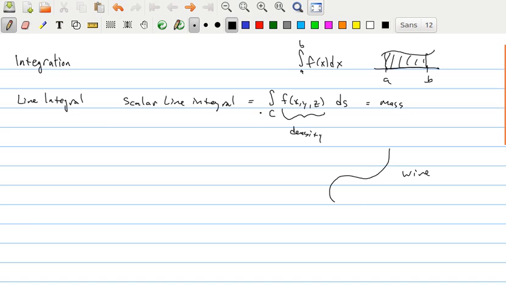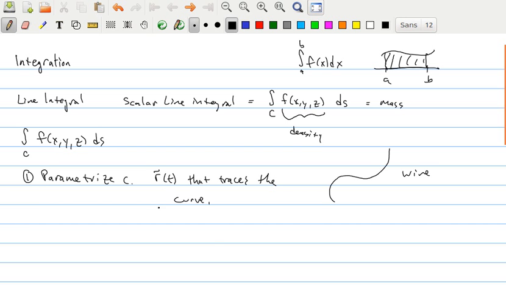So the way that we go and compute this integral is first we go and parameterize the curve. This could be a 2-dimensional or a 3-dimensional or higher integral. The first step is we'll parameterize c. That typically means we're going to find some vector valued function r of t that traces the curve. Now that we have r of t, remember that r is just the same thing as the vector x, y, z. So we'll be able to pick out x, y, and z from our parameterization.